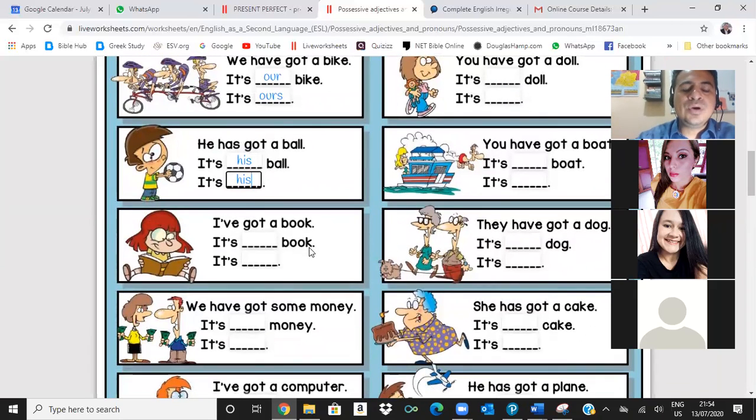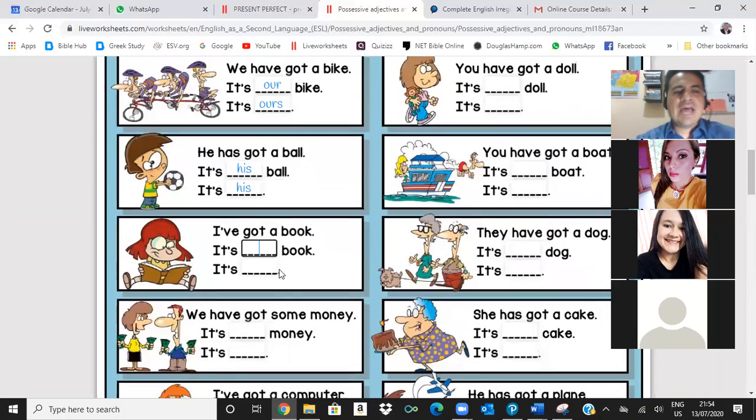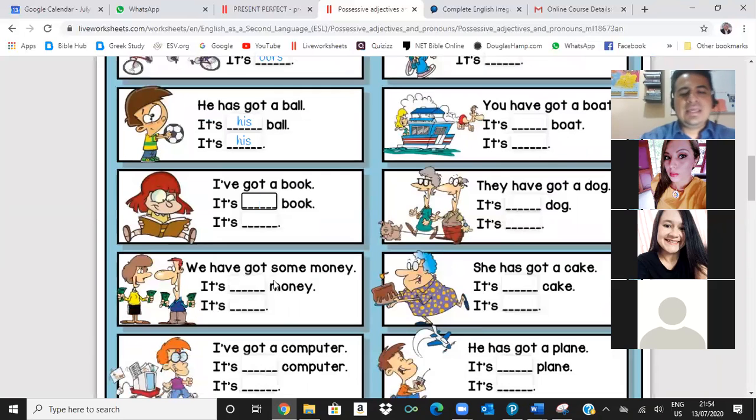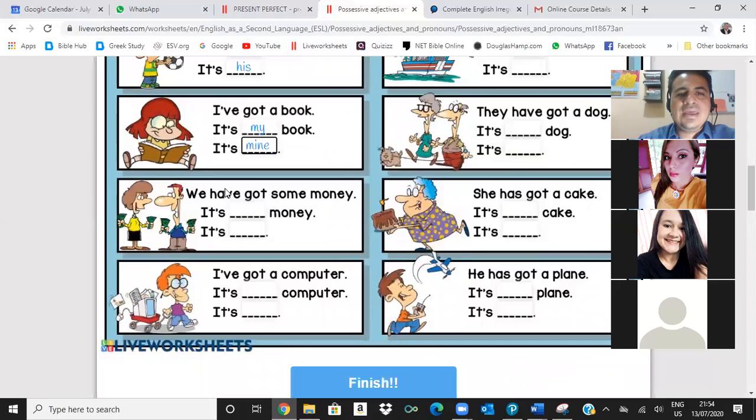I've got a book. It's, ¿se acuerdan? Mine. I've got a book. It's my book. It's mine. Yes. Okay. Next we have, we have got some money.